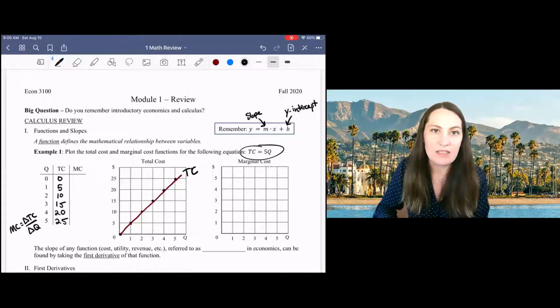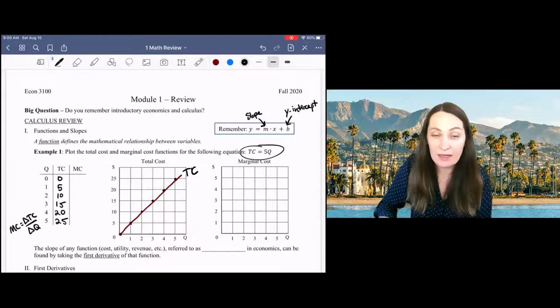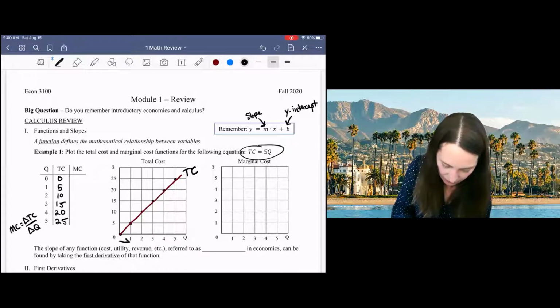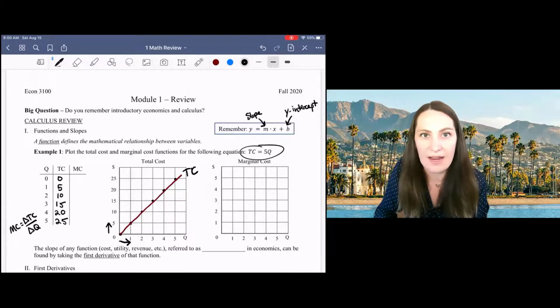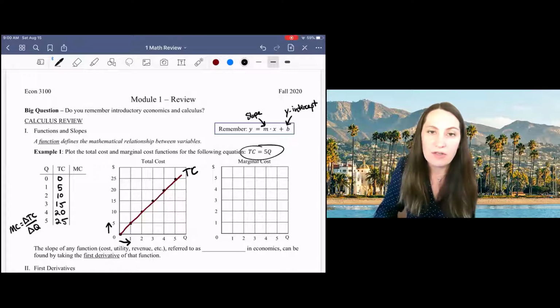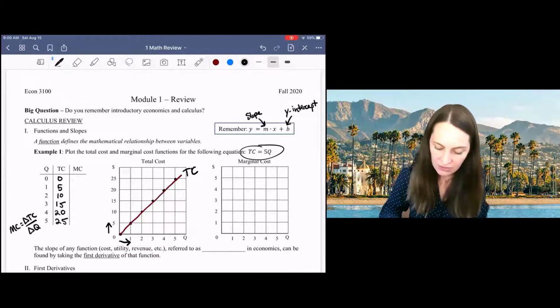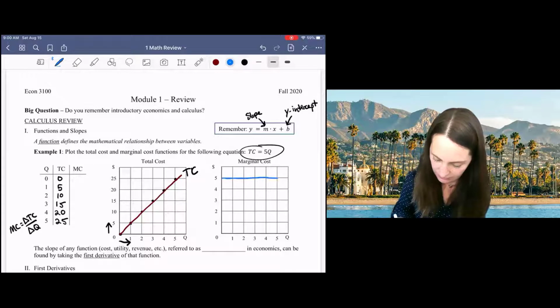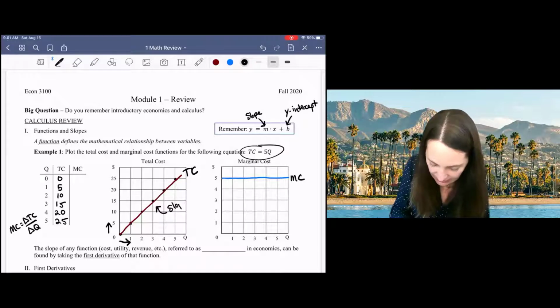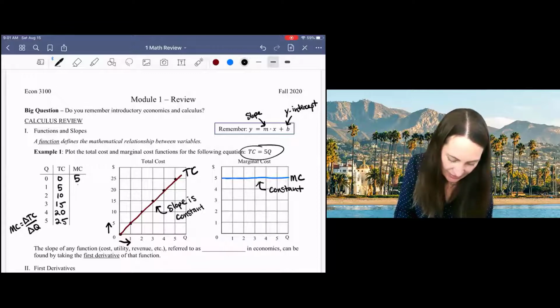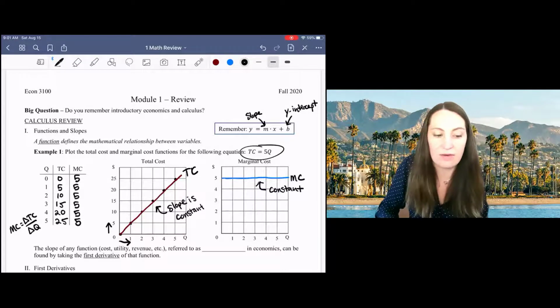Well, that's the same as slope. Remember, slope is rise over run. It tells me for every unit I move over on the x-axis, how much the line moves up on the y-axis. So the slope of our total cost function is 5, which is also equal to marginal cost. So in this example, because the slope is constant, we also have a constant marginal cost equation. And that means that no matter how much I produce, the cost of producing one additional unit is always 5.